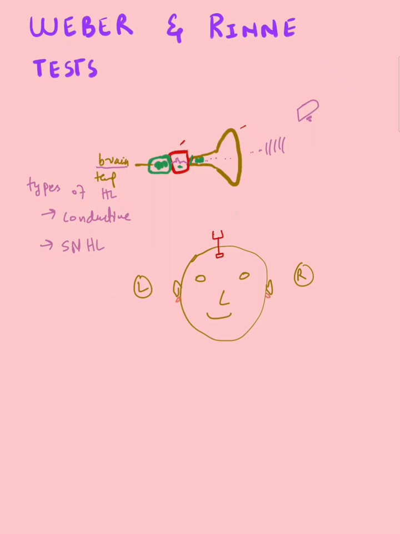But let's say this sound lateralizes to the right ear. What could be the cause of this? Two things could cause this. Number one could be because the right ear has a conductive hearing loss. Number two could be that the left ear has a sensorineural hearing loss. So let's explain this.